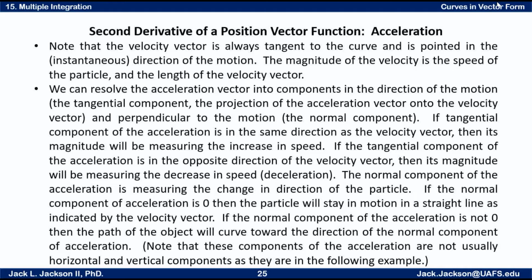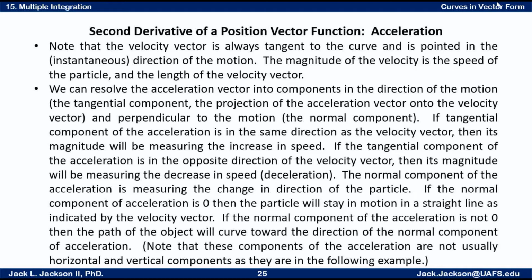The normal component of the acceleration is actually measuring the change in direction of the particle. So if the normal component of the acceleration is 0, then the particle will stay in motion in a straight line, the same direction as indicated by the velocity vector. But if the normal component of the acceleration is not 0, then the path of the object will curve toward the direction of the normal component. So if it's sort of more to the left of the path when you're facing the direction of the velocity vector, then you're going to turn that way. You'll turn to the left.